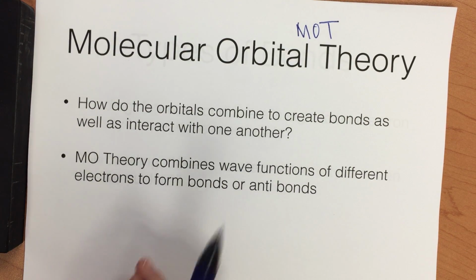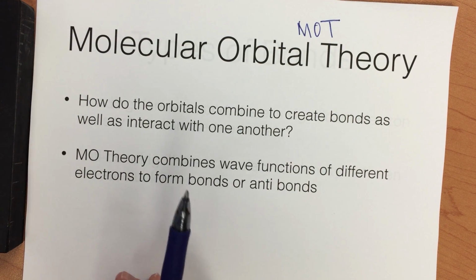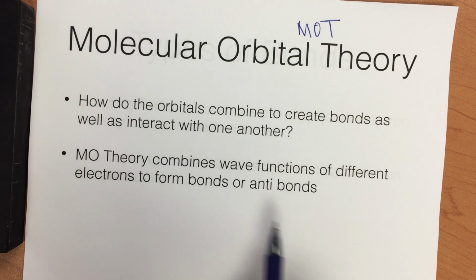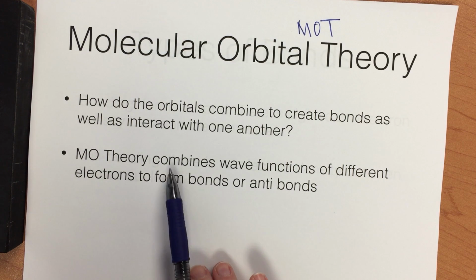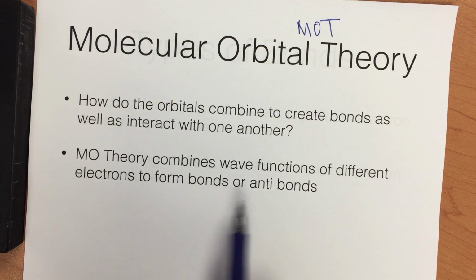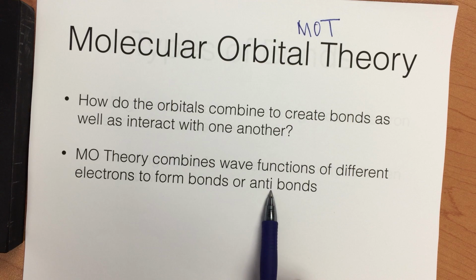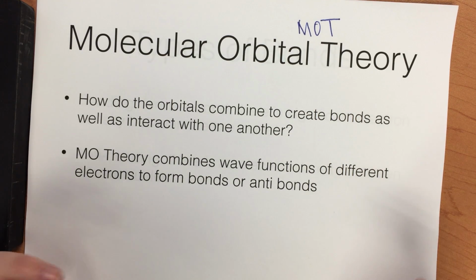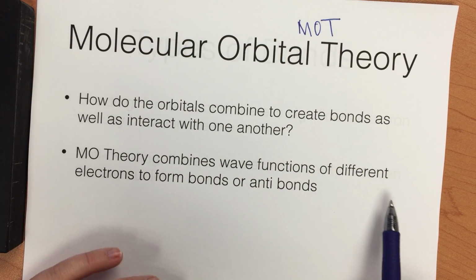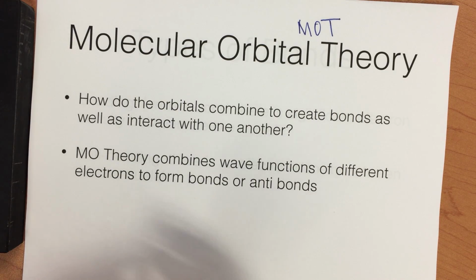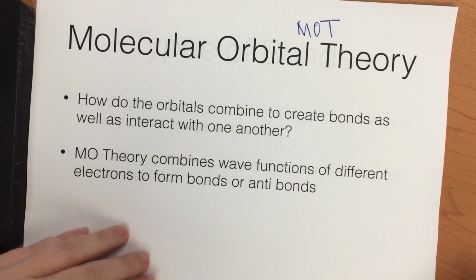another. So if we think back to the previous section, we talked about a sigma bond overlap, and we talked about a pi bond overlap. But this theory combines wave functions of different electrons to form bonds, or what's going to be called an antibond, okay? So if we really think about this, the question becomes, how are we actually making bonds, and what gives rise to the overlap?